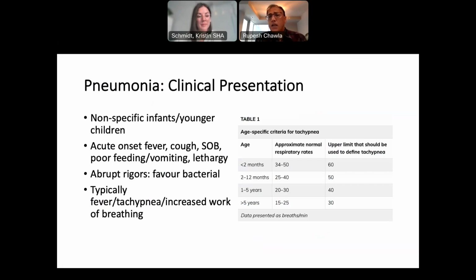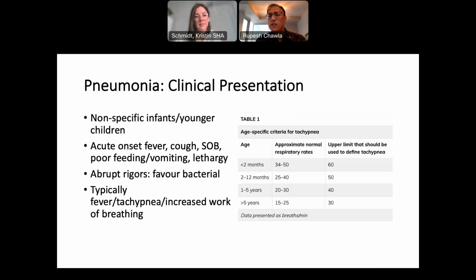In pediatrics, pneumonia can be a very non-specific illness, with very non-specific symptoms in younger children. If you have acute onset fever, cough, shortness of breath, poor feeding, vomiting, lethargy, it's important to consider what to investigate for. That doesn't mean it's a bacterial illness, but it means there probably is a pneumonia going on. In kids, the physical examination is also more difficult. They often don't have all those classic signs that we see in adults.